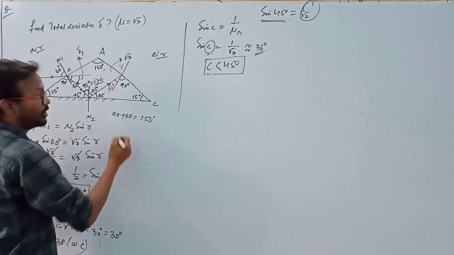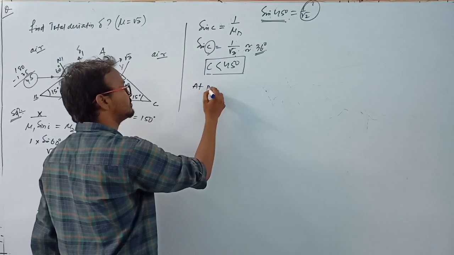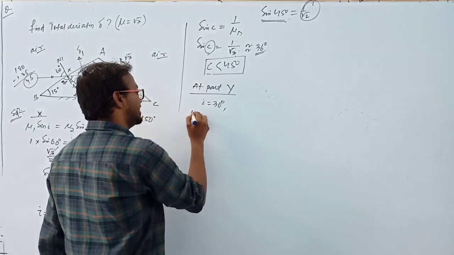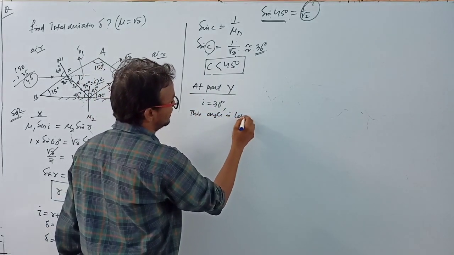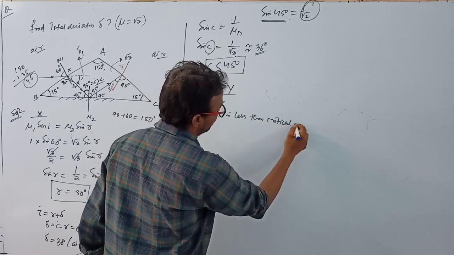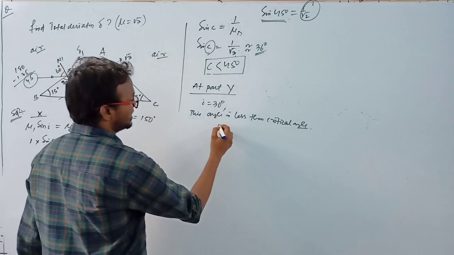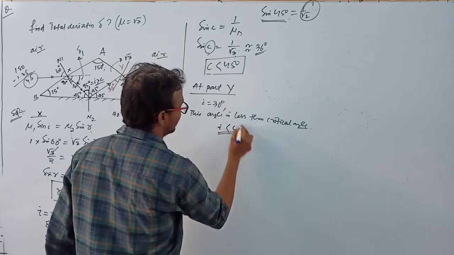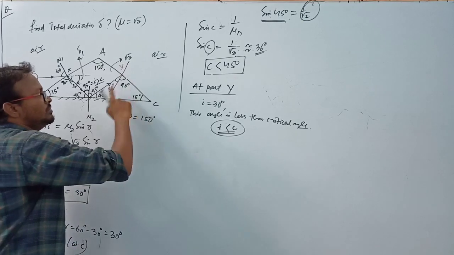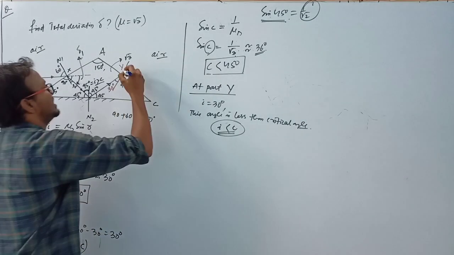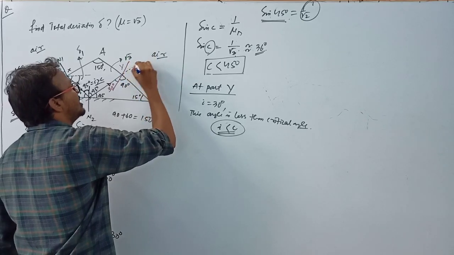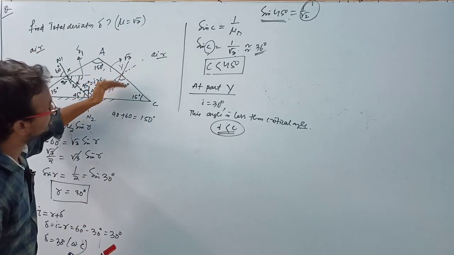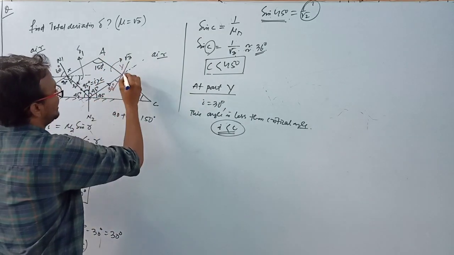If we choose this point Y, at point Y the angle of incidence is 30 degrees, and this angle is less than the critical angle. So this angle I is less than the critical angle. When light travels from a denser to a rarer medium, there is no total internal reflection. So this is the direction of the incident ray, or line of action of this incident ray. If there is no total internal reflection, then light traveling from denser to rarer medium bends away from the normal, in this direction.